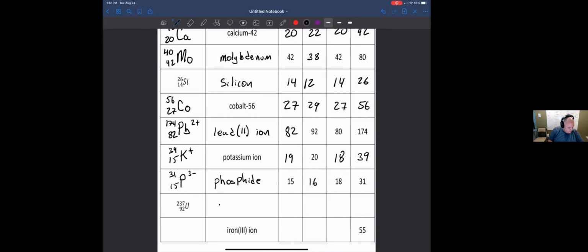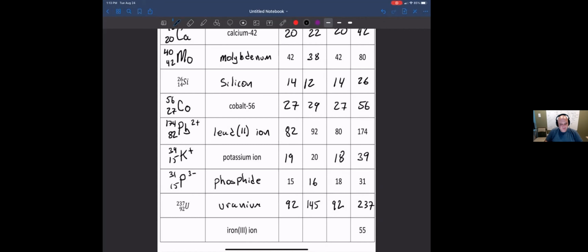All right, the next one, all I'm given is the symbol. That's the symbol U for uranium. I know that the atomic number must be 92 from the symbol, and the mass number is 237. Subtracting 92 from 237, I get 145 for the number of neutrons, and there's no charge, so the number of electrons must be the same, 92.